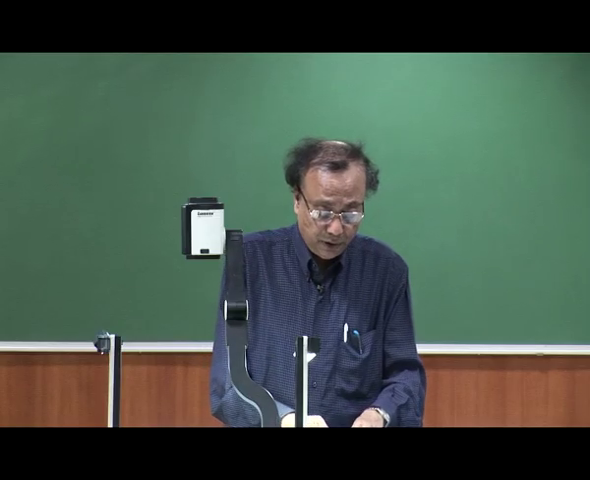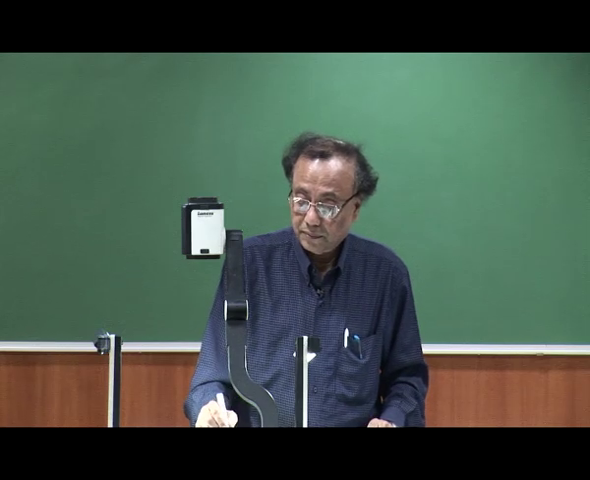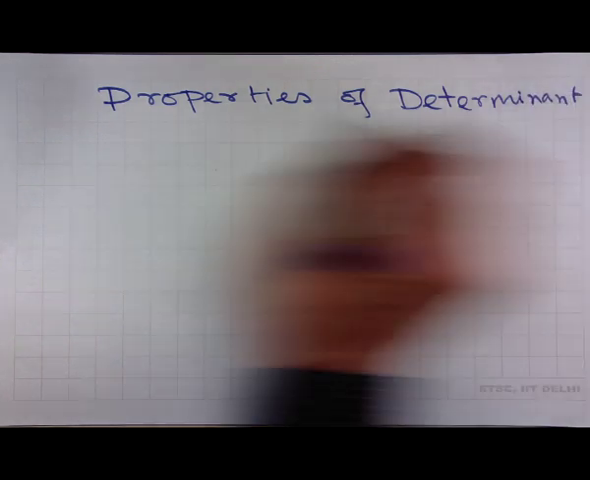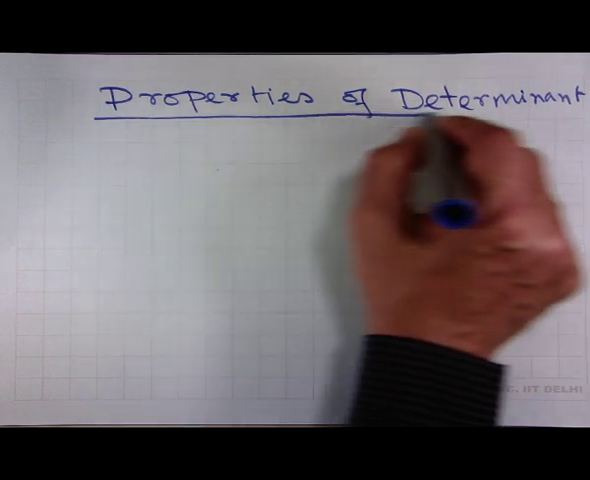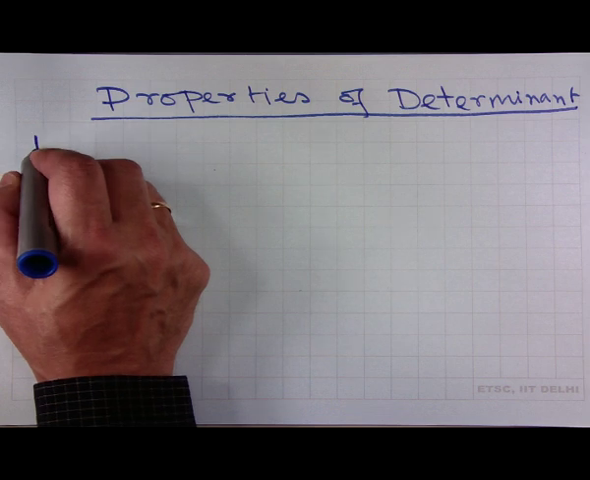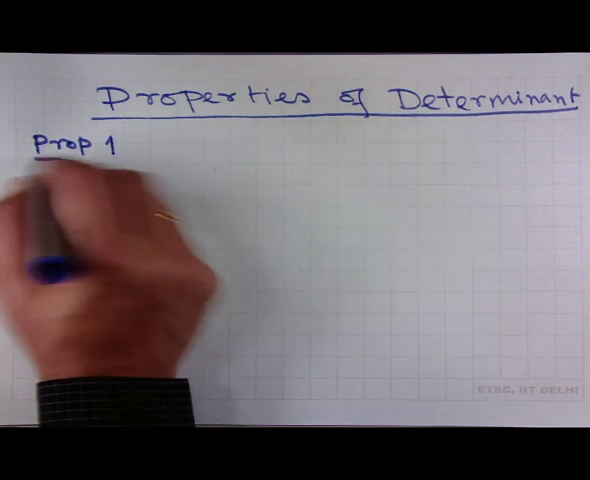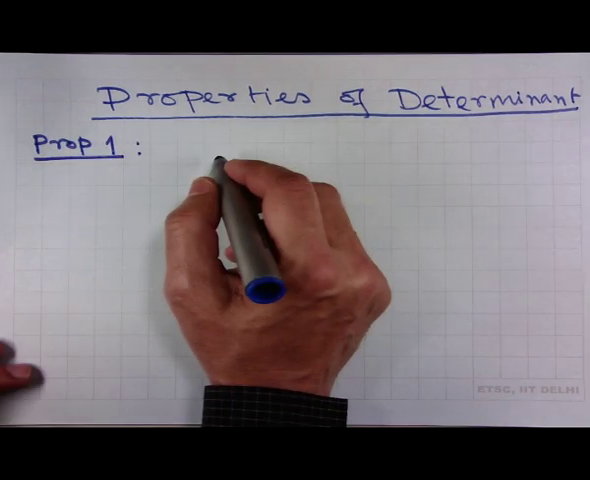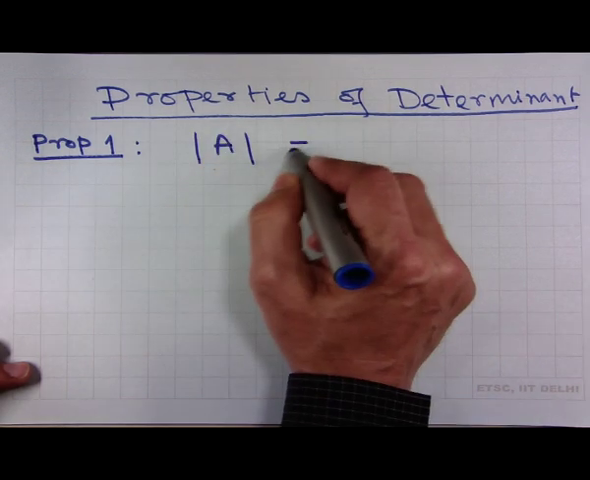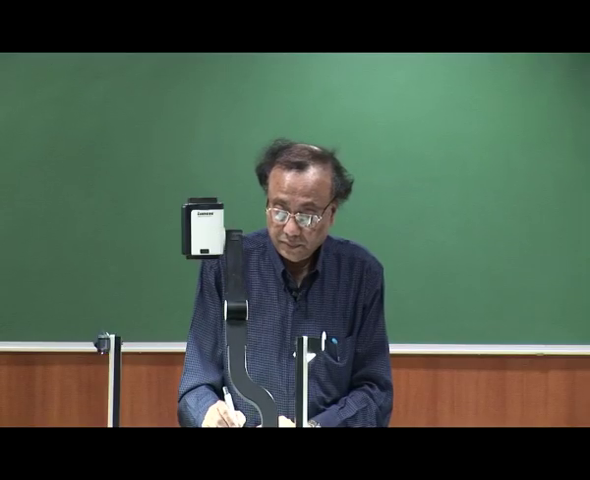Now, let us explore certain properties of determinant. Property 1. Determinant of A is equal to determinant of A transpose.